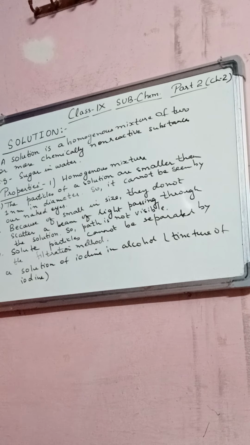Air is a mixture of gases, so it is homogeneous. It consists of 21% oxygen and 78% nitrogen, right? The other gases are also present in very small quantities.